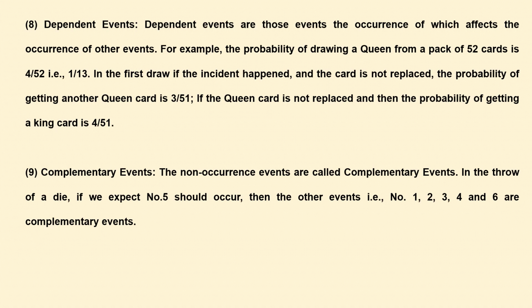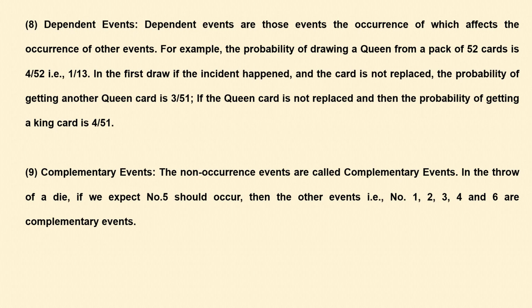Then eighth one, dependent events. Dependent events are those events the occurrence of which affects the occurrence of other events. Here the example of tossing of coin, throwing of die will not be taken into account. One example can be taken from the drawing of cards. Here, the probability of drawing a queen card from a pack of 52 cards is 4 by 52, since queen cards are 4 and total cards are 52. So the denominator represents 52. That is 1 by 13.